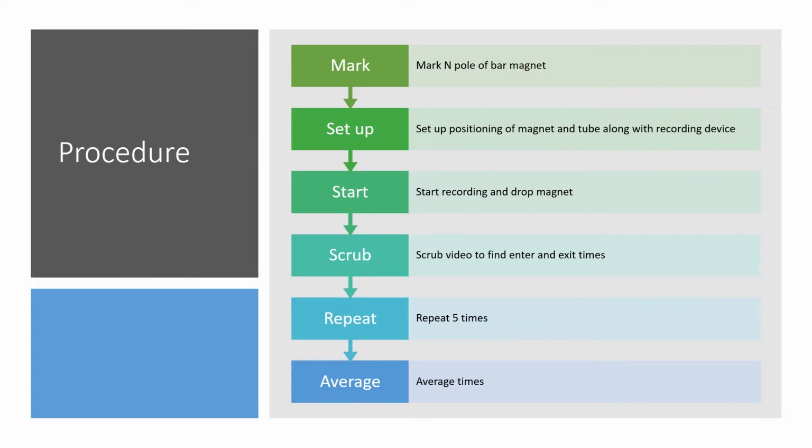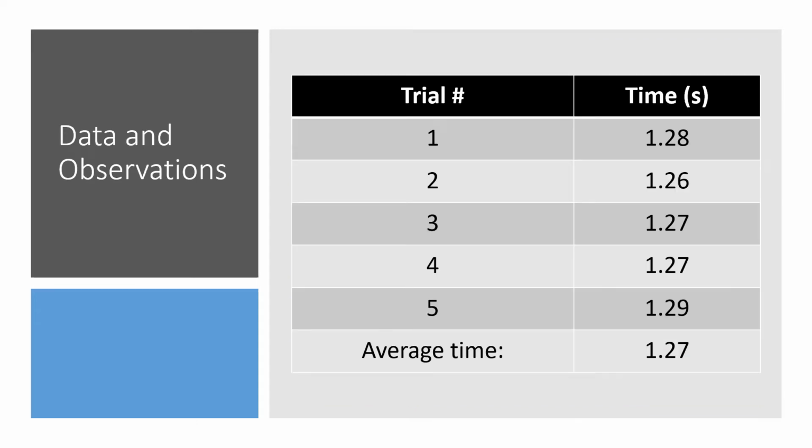Then I found the times when the magnet entered and exited the tube. I did this 5 times to find the average time it took the bar magnet to fall. Now we are going to take a look at my data. I determined the average time it took for the magnet to fall through the tube was 1.27 seconds.